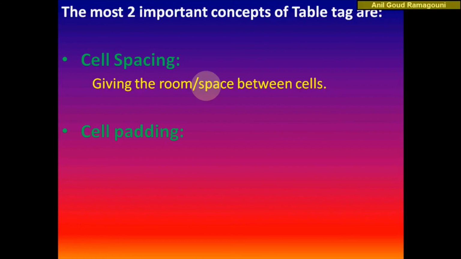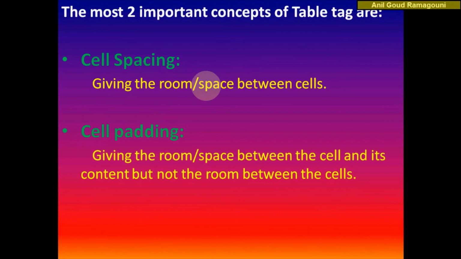What do you mean by cell? Cell is nothing but a box in which the content can be kept, and the combination of those boxes is called a table. So what actually is cell padding? Cell padding is nothing but providing some space or room between the cell and its content, but not the room between the cells. Cell spacing is nothing but providing space between the cells, and cell padding is nothing but providing a space between the content of the cell and its cell.